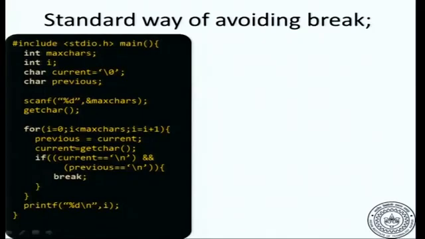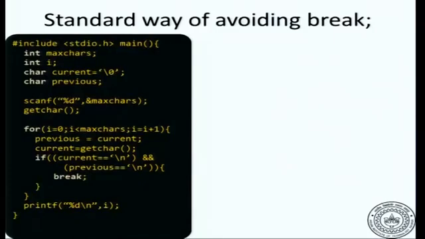Now, as with many constructs in C, you can avoid break altogether. If you have used break, you can write equivalent logic without using break. So here is a standard way to do it. Here is the code that we just dealt with. It had two exit conditions. One is that the number of characters that you read is greater than the maximum allowed. Another exit condition was that you had entered a blank line. So here we used the break statement. And now I want to write an equivalent loop without using the break statement.